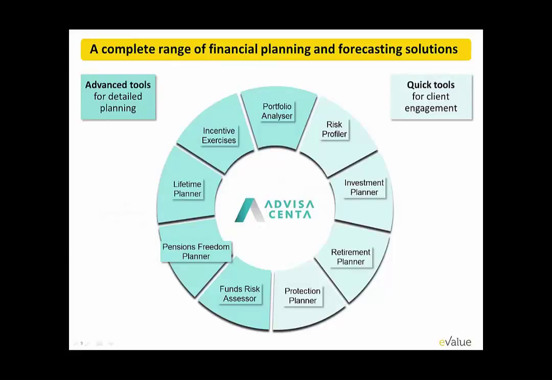So moving on again, if we have a look at the tools that are available through our systems, the light blue ones you've got there are quick tools for client engagement, and those ones are available through the Intelligent Office system. As quick tools, they are designed to be very quick, very snappy, for you to get your client's attention and help them focus very quickly on the areas where maybe their finances are failing. The advanced tools are areas where we look at things and go into a lot more detail.